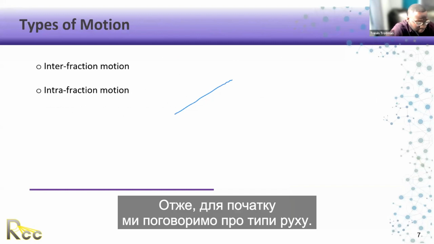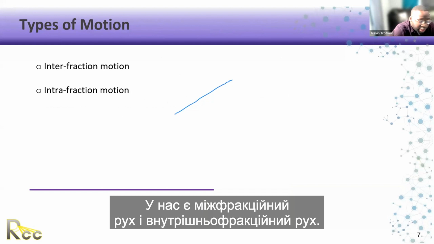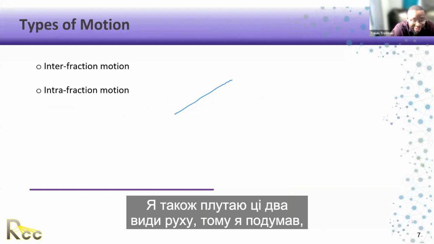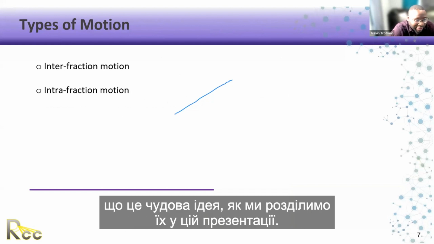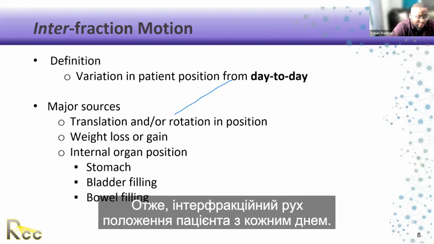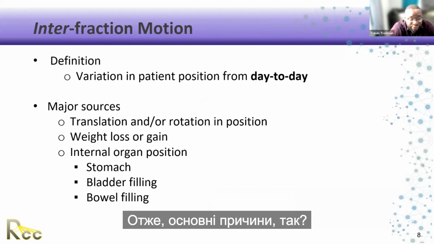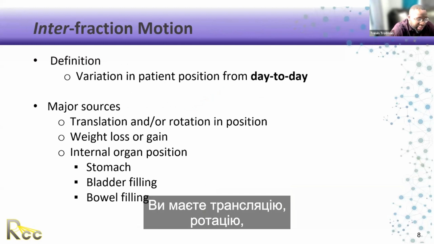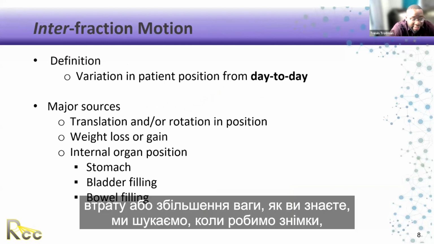So to start off, we're going to talk about the types of motion. We have your interfraction motion and your intrafraction motion. I also get these two confused, so I thought it was a great idea how we broke this down in this presentation. Interfraction motion is the variation in your patient position from a day-to-day standpoint. So major sources, right? You have your translation, your rotation, and your position, weight loss or weight gain.